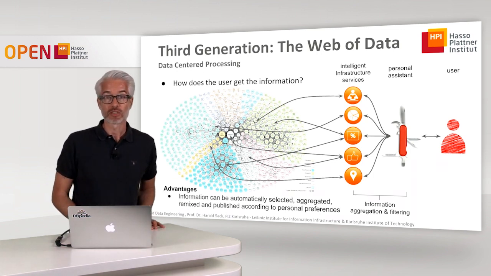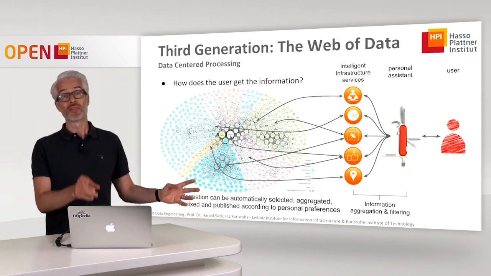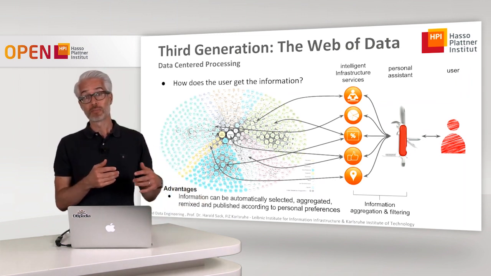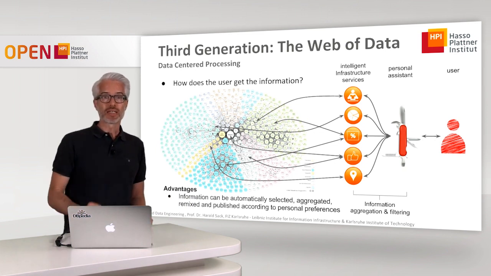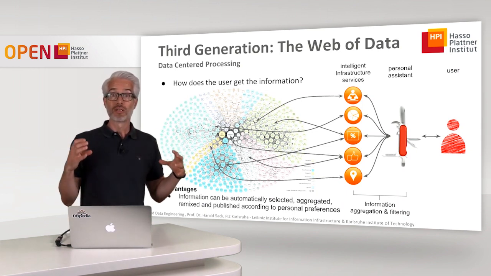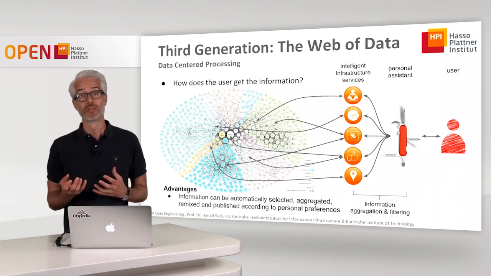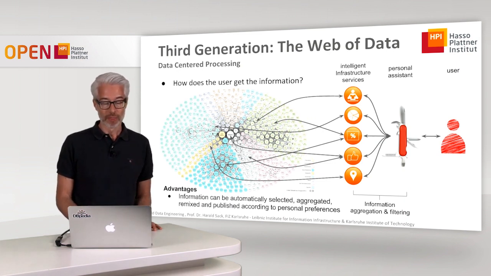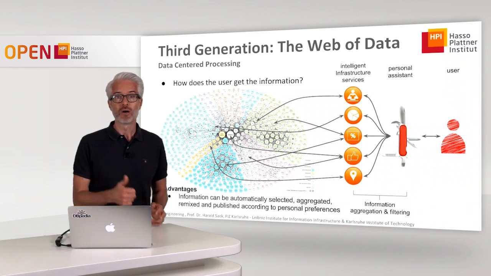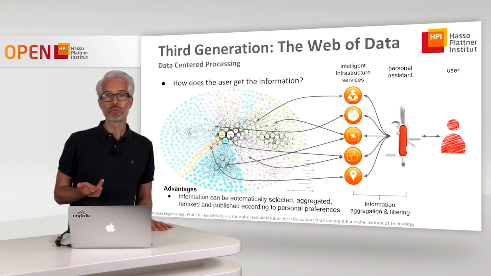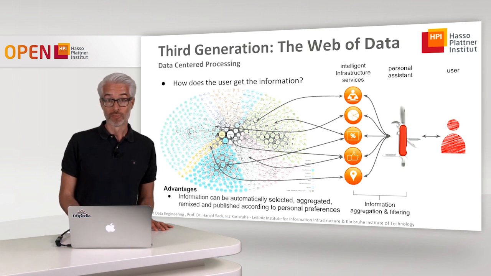And these intelligent infrastructure services, they access the data, and if the data changes, they see that the data is changing, and of course they take care of these changes and will report it, for example, to a personal assistant who aggregates, who filters and selects and remixes this data to create something like a virtual web page, which is then presented to the user. So this could be one of the many scenarios how you can make use of the data in the web of data. The advantage of that is information now can be automatically selected from the web of data. It can be aggregated, remixed, and published according to personal preferences of the user. And how to achieve this will be subject of these lectures.